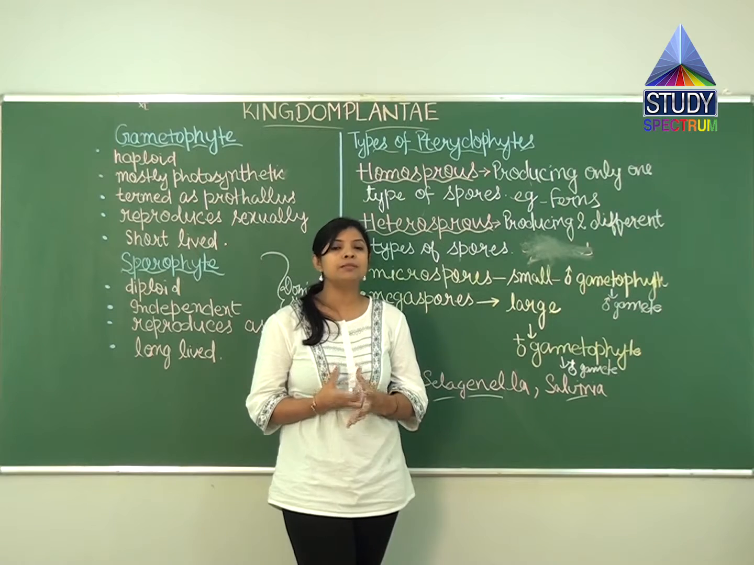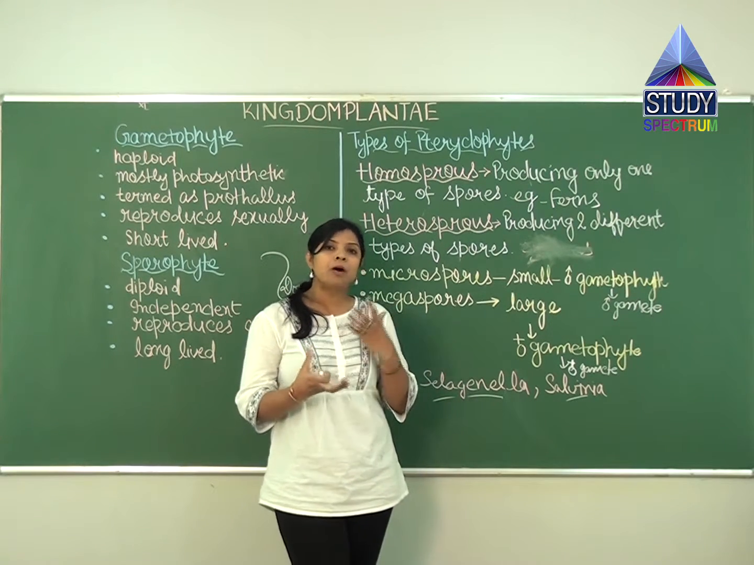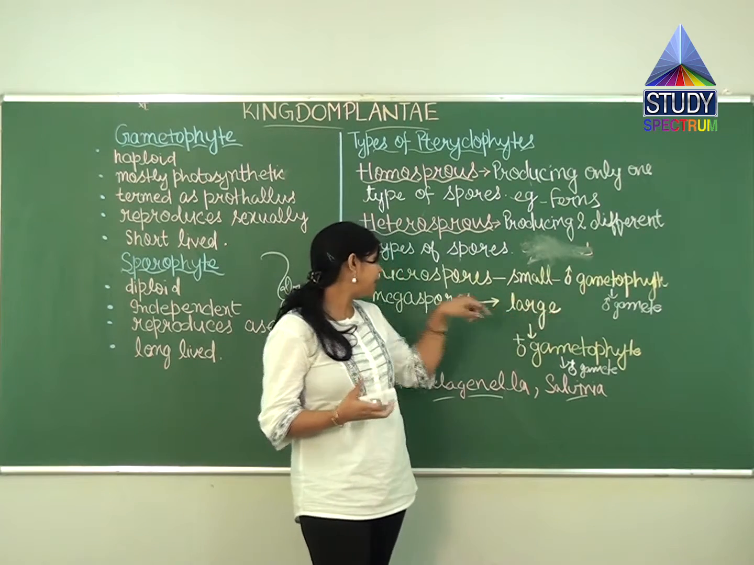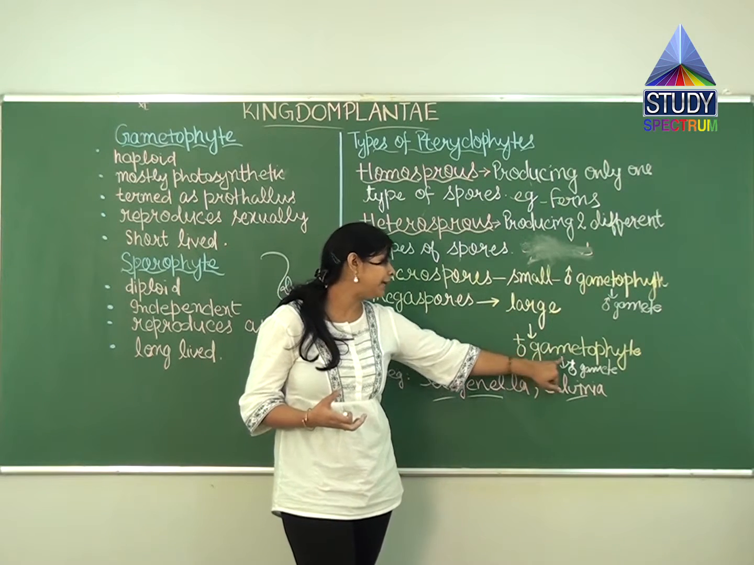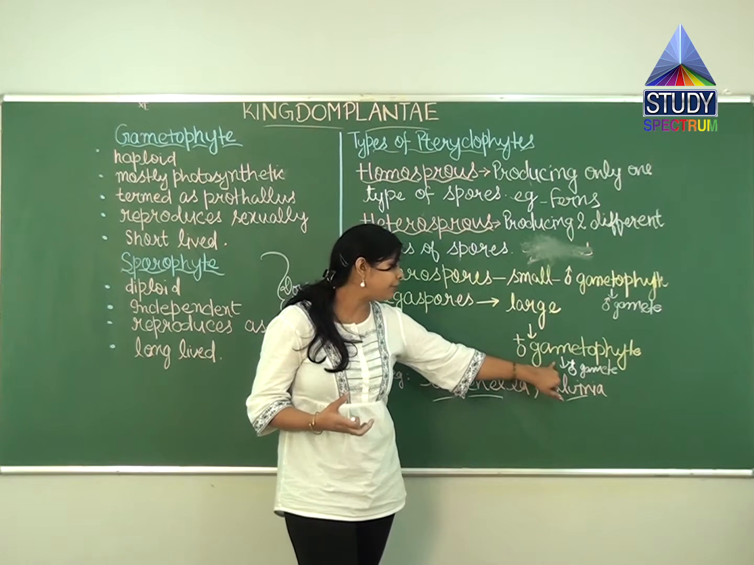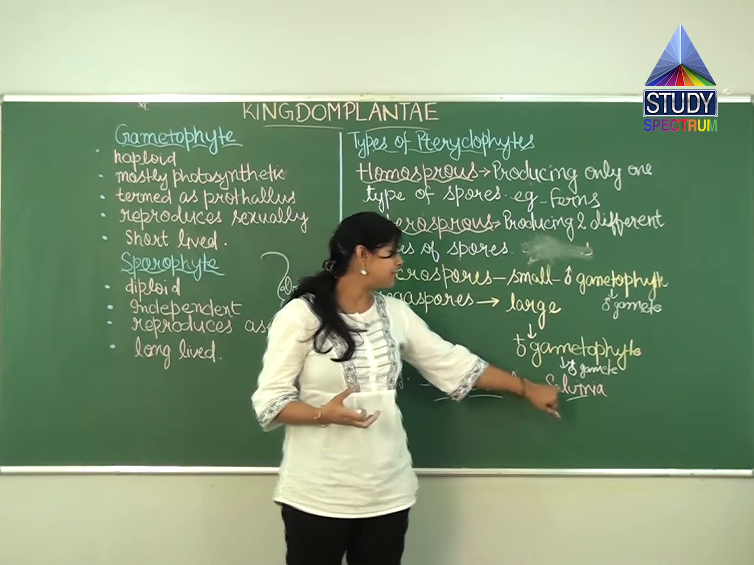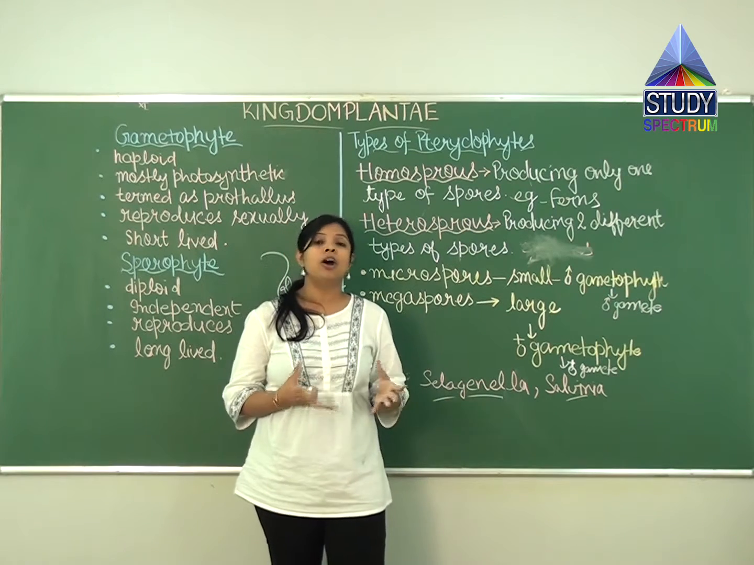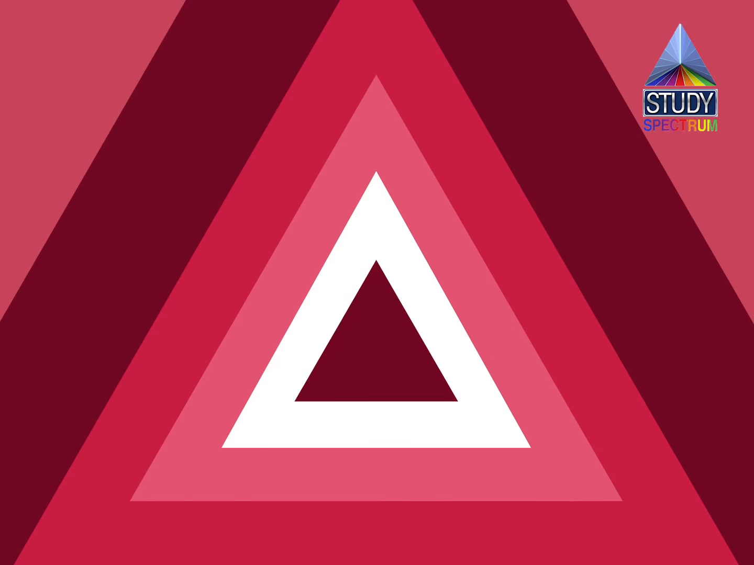So microspores means small. These will release the male gametophyte, and they will release the male gamete. And if I talk about megaspores, they will be large and will germinate into the female gametophyte and will form the female gametes. So examples will be Selaginella and Salvinia. So this is how pteridophytes are divided on the basis of the spores they produce.